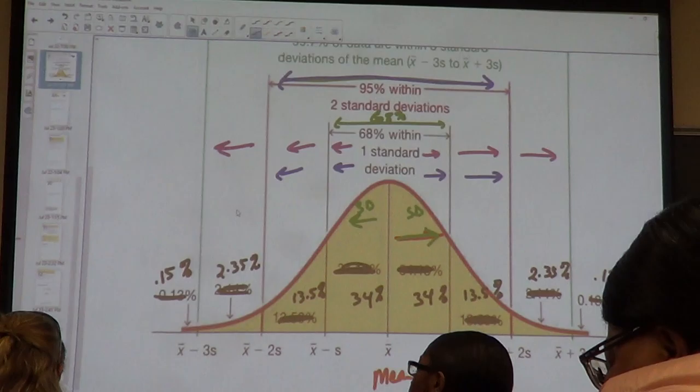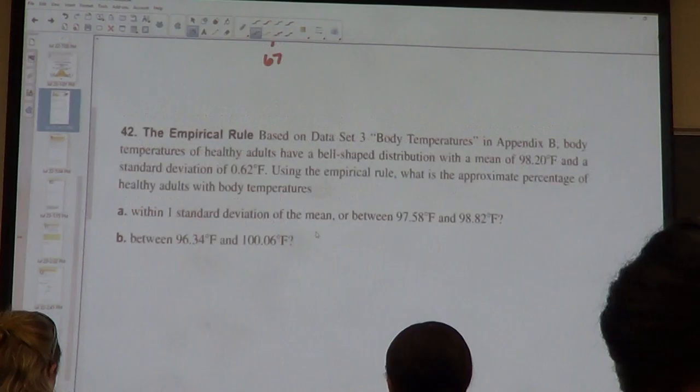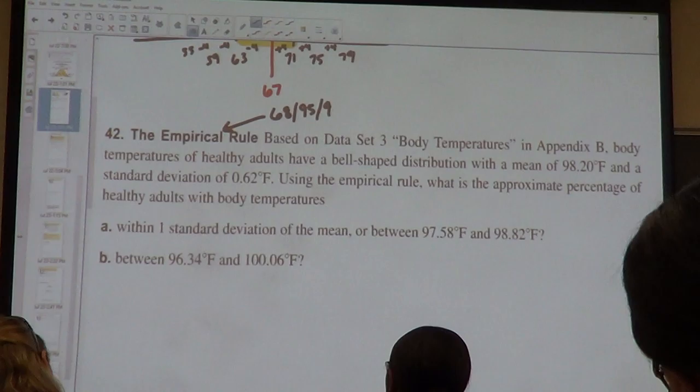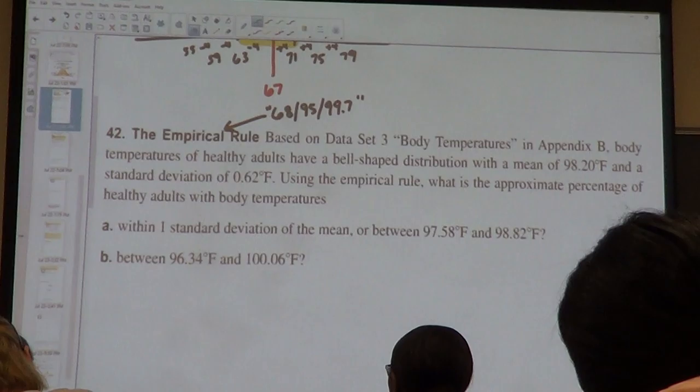Let's look at another one. The 68, 95, 99.7 rule is called the empirical rule. They just don't want to say 68, 95, 99.7, so they call it the empirical rule. So we have two questions.